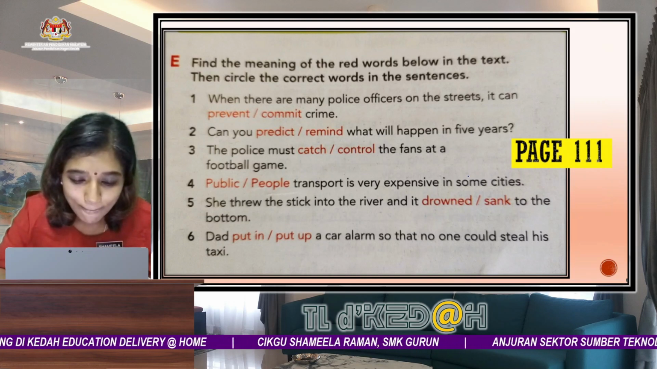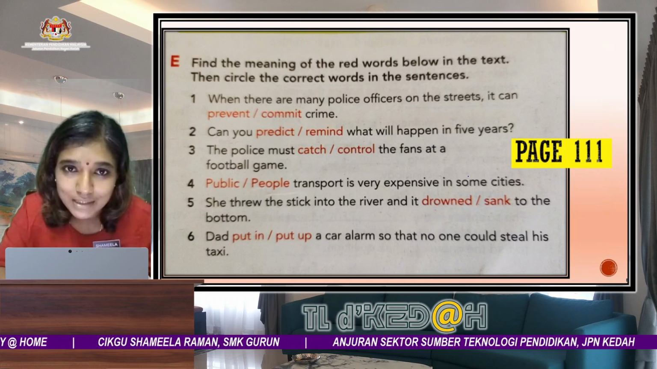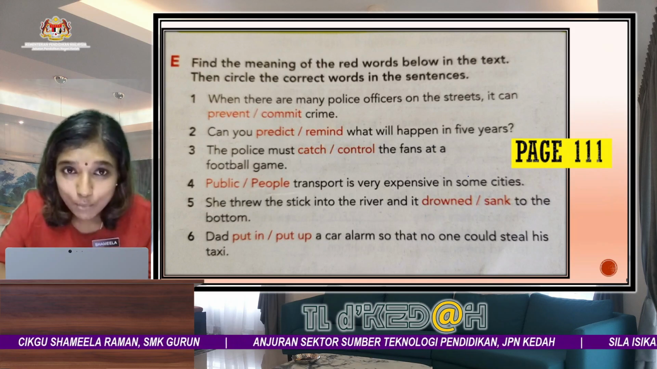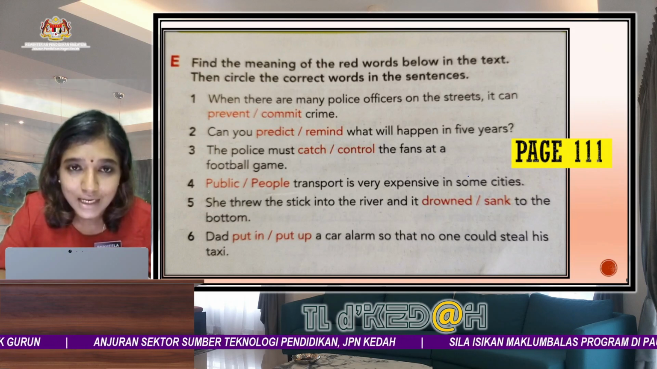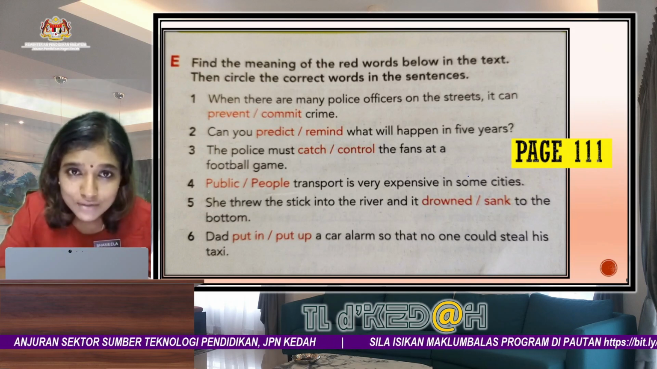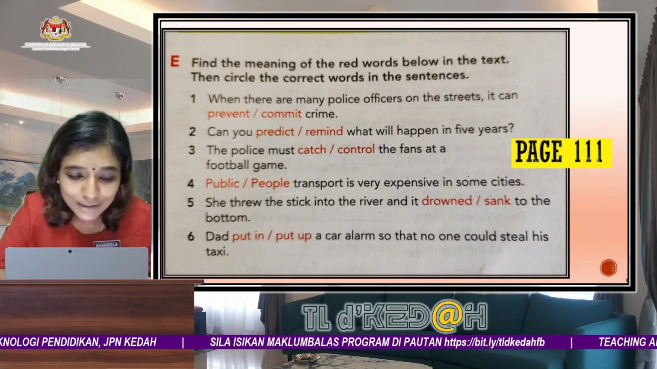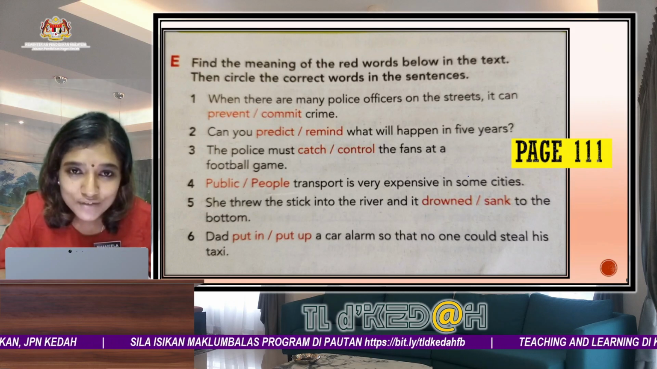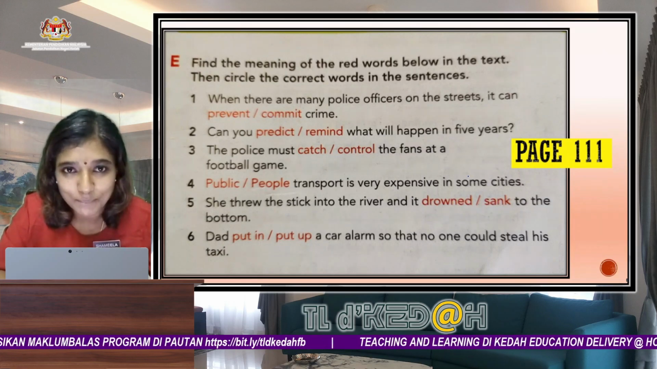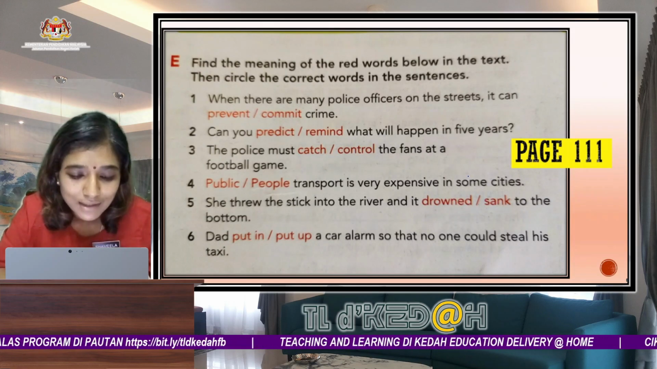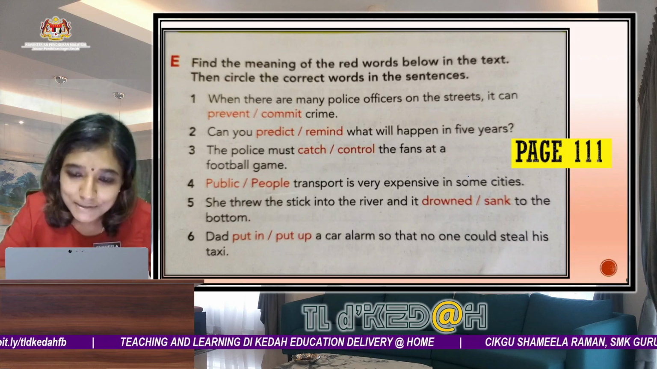Now once you go back to the words I mentioned, you will see the meanings in the text. When you take them, you have to understand the meaning there and apply it here. If you think the meaning doesn't work for the sentence, then it cannot be the answer. I'll do number one. When there are many police officers on the streets, it can prevent or commit crime. Prevent means you avoid and commit means you do. So which word comes as the best answer?